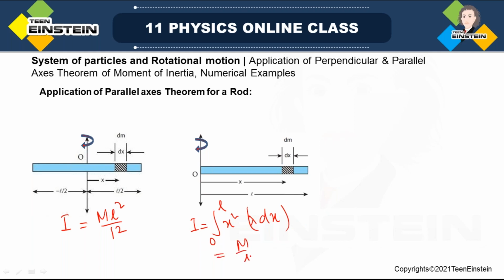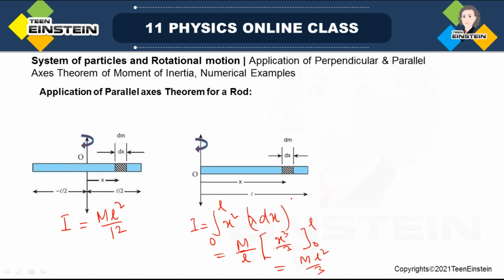So it will be similar to that. M by L, okay. And if you do the integration, you will get x cube by 3 from 0 to L. You can just do it in this way also. So if you put the L, you will get ml square by 3. You can do this in this way, but we are not going to do it in this way.